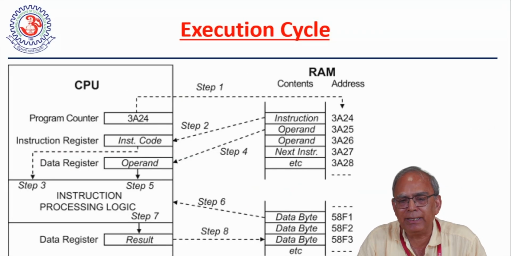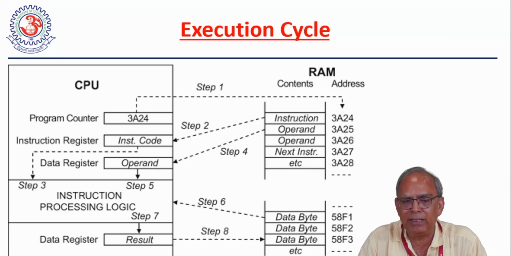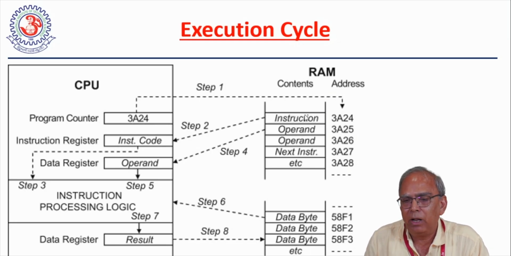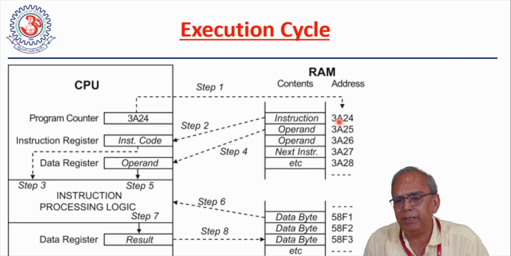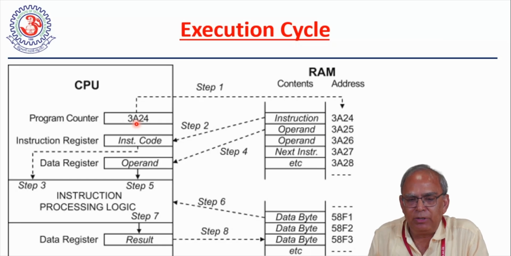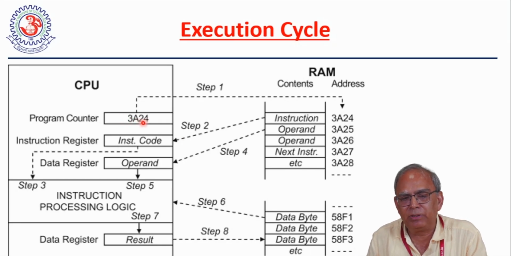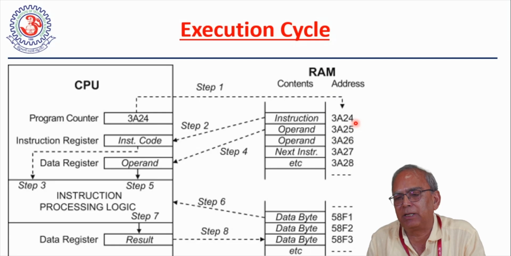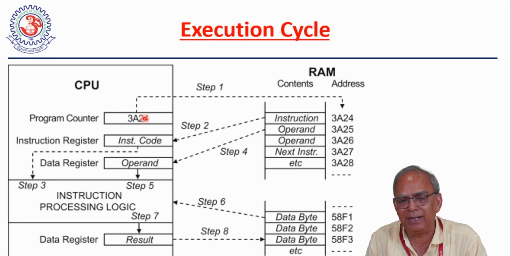Okay, now here is an example of an execution cycle. So step one, if you see here, the instruction is stored here. The program counter, that's the first instruction. So in step 1, once the loader does its work, the program counter is loaded with 3A24, where the first instruction exists in the memory, so the program counter is loaded with this address.